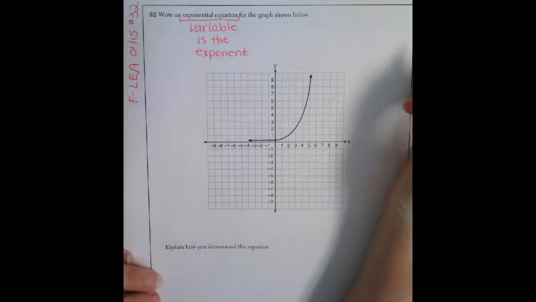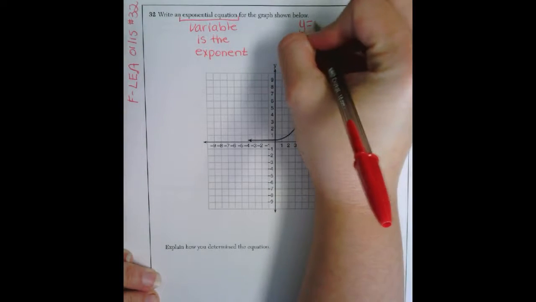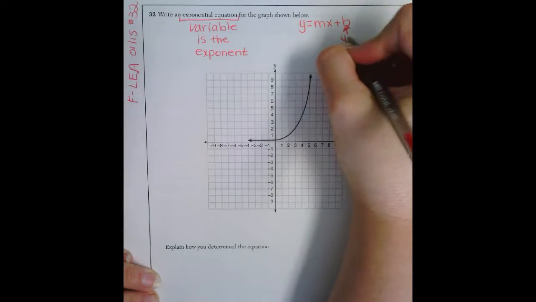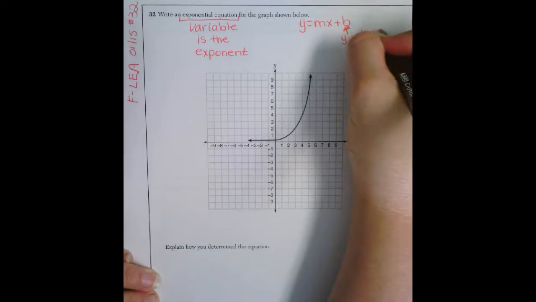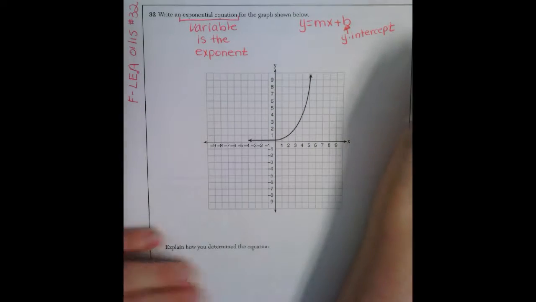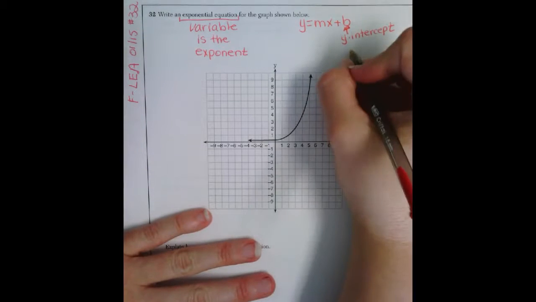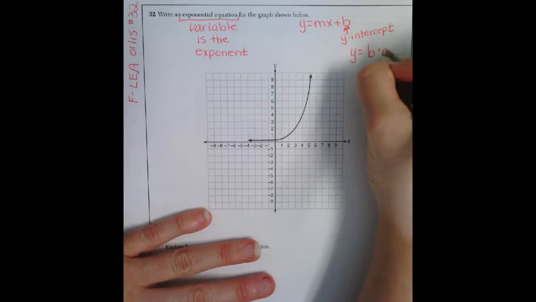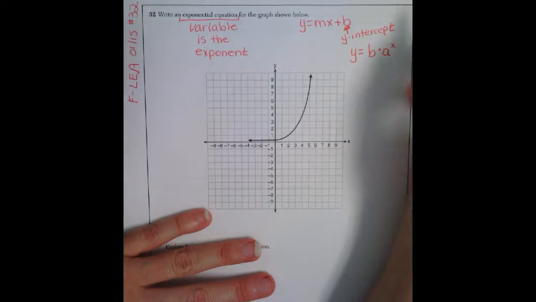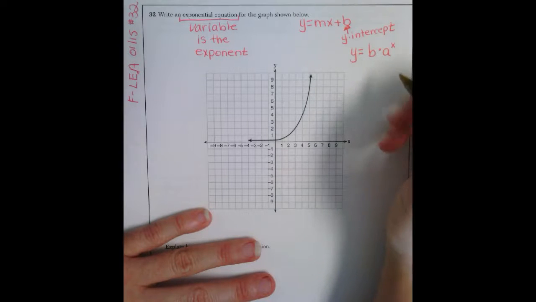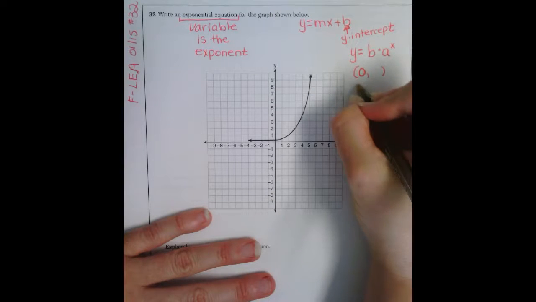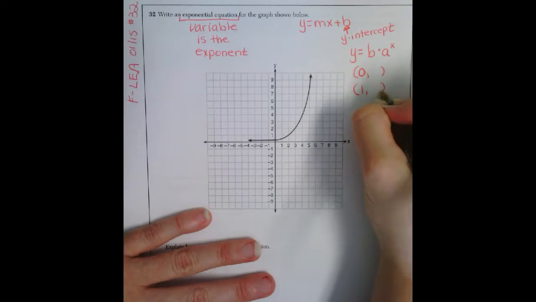The way that I like the best is I like to think of the equation y equals mx plus b. And when we think of that, we know that this b is the y-intercept. Well, the equation that we use for exponentials is y equals b times a to the x, or y equals b a little x. The other thing we need to come up with is we need to find out what are the numbers at x equals 0 and what are the numbers at x equals 1.